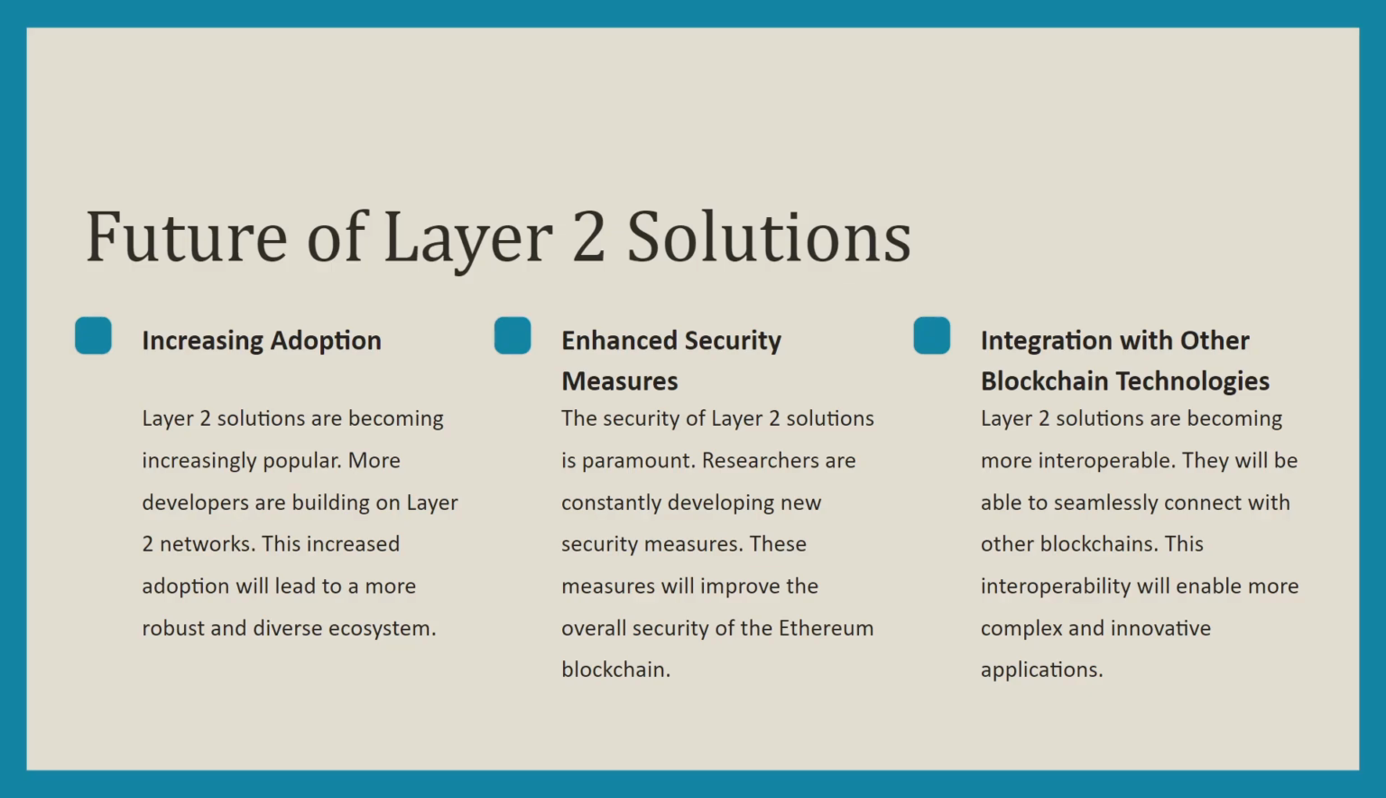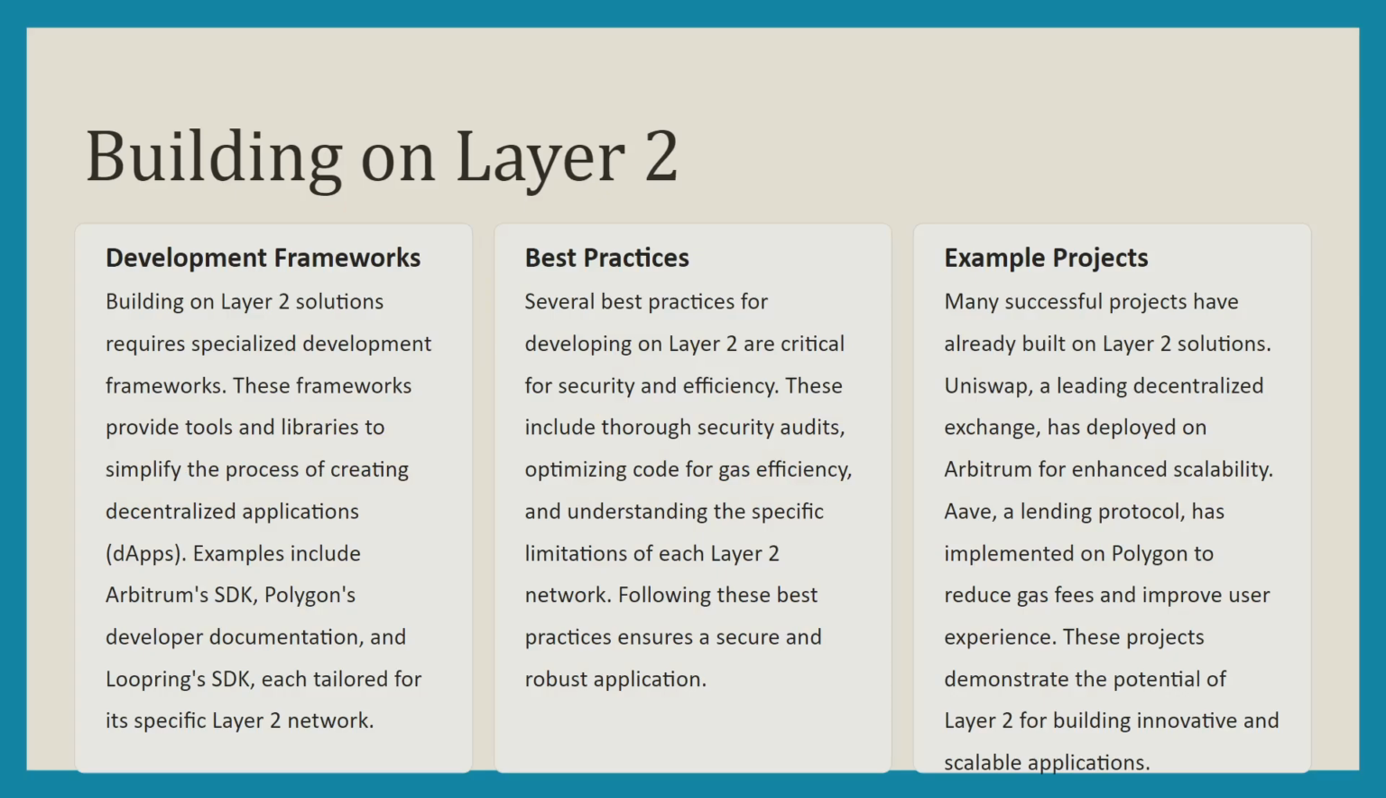Next is enhanced security measures. The security of layer 2 solutions is paramount, right? Researchers are constantly developing new security measures. These measures will improve the overall security of the entire Ethereum blockchain. Finally, integration with other blockchain technologies. Layer 2 solutions are becoming more and more interoperable. They will be able to seamlessly connect with other blockchains. This interoperability will enable more complex and innovative applications.